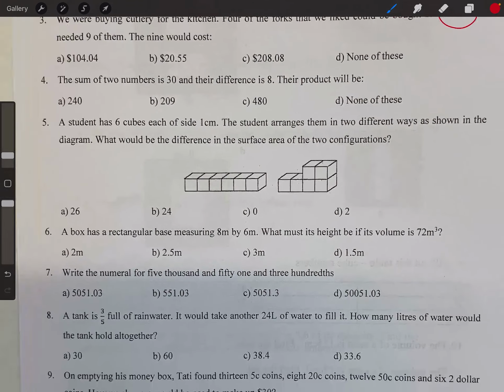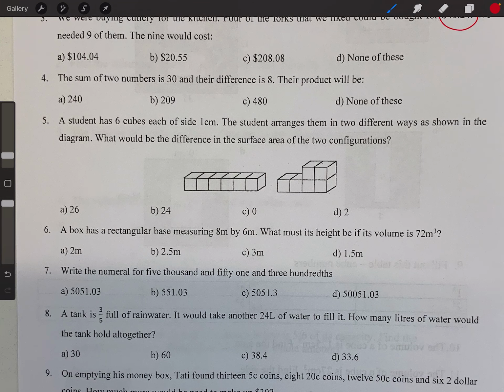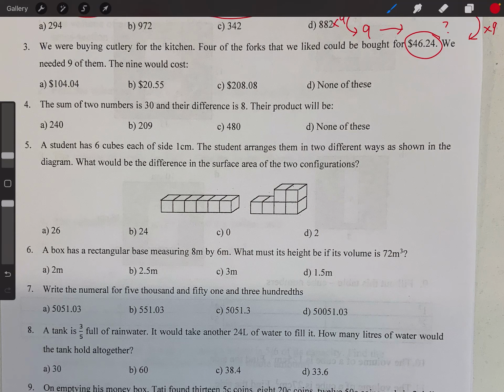Okay? Question 4. The sum of 2 numbers is 30 and the difference is 8. Their product will be what? So 2 numbers that add to 30. So just guess and check. Try 20 and 10. 20 plus 10 is 30, right? And the difference is 8. Difference means take away. This is minus. So if you do 20 take away 10, that gives me 10. So that's not right. So 20 and 10 can't work.